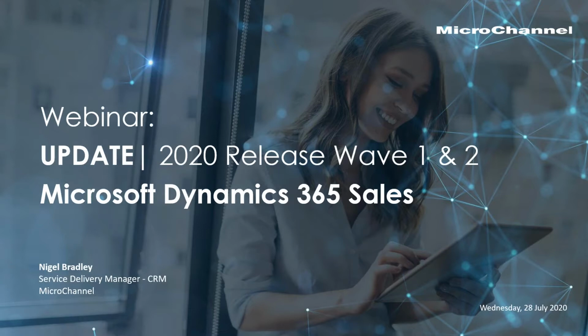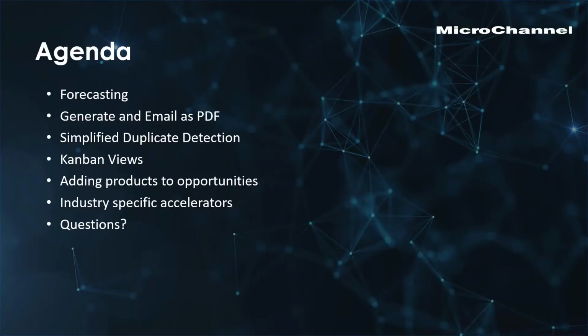Thank you, Amanda. Welcome, everybody. I hope you get at least something out of this that you can take away for your particular business. What we're going to be looking at, as Amanda said, is what's new in the 2020 Wave 1 and Wave 2 releases. Wave 1 is from April through to September, and Wave 2 is from October through to March of 2021. We're going to be covering some of the components being released in that period, and just have a quick look at our agenda coming up.